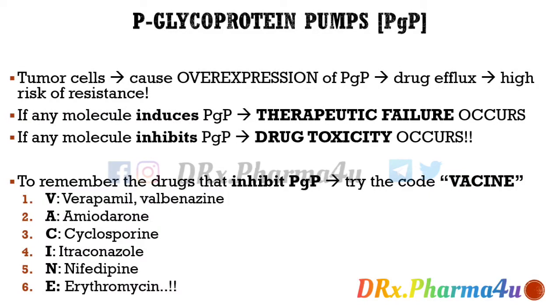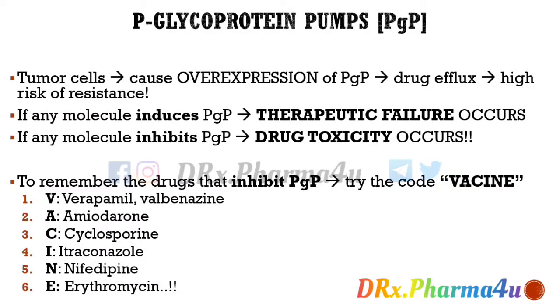If any molecule inhibits P-glycoprotein, then toxicity occurs. Why? Because if P-glycoprotein is blocked, then the drug will not be pumped out of the body. So it will get accumulated inside the body. That can lead to toxicity or adverse effects.